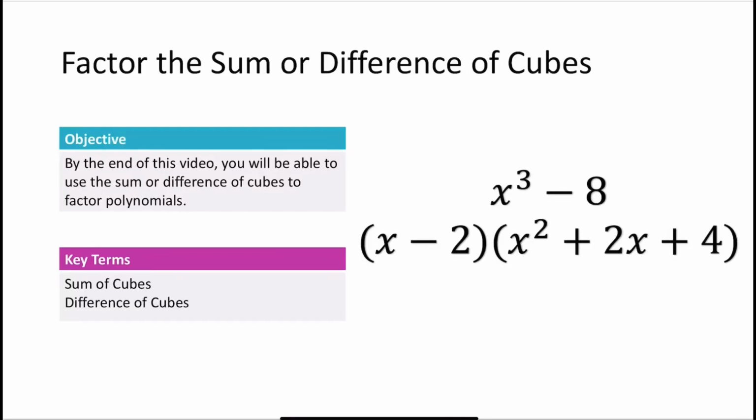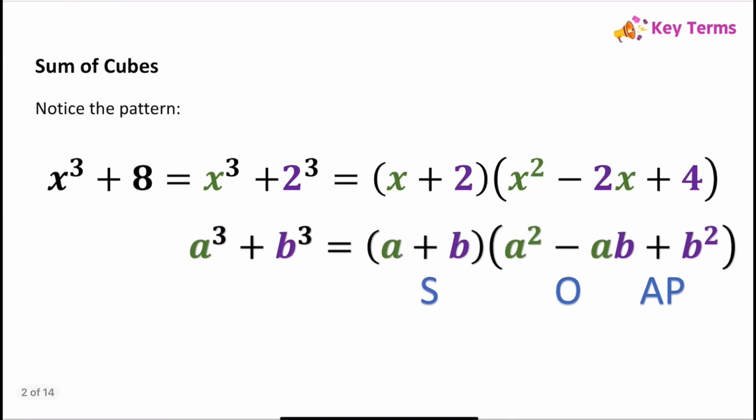We're going to talk about how to use the sum or difference of cubes to factor polynomials. So let's start off with the sum of cubes. Suppose we're trying to factor x cubed plus 8. We know that it's a sum of cubes because x cubed is x to the third power and 8 is 2 to the third power.